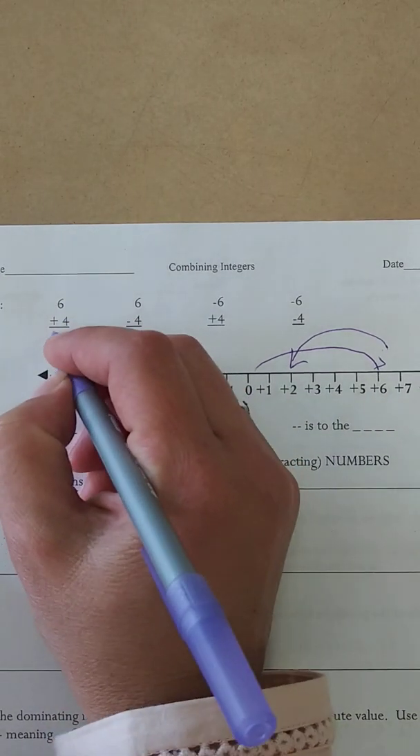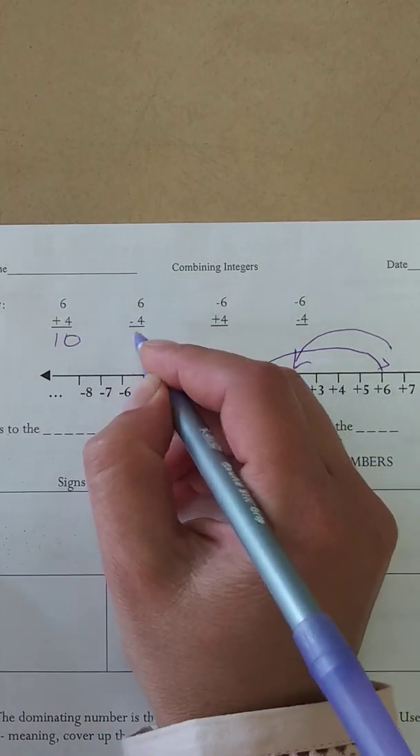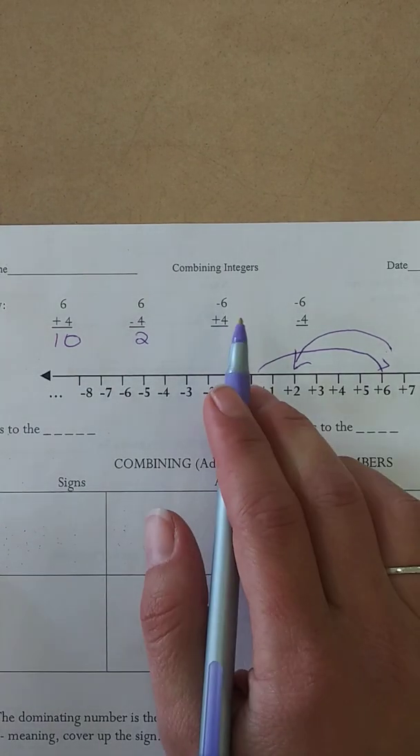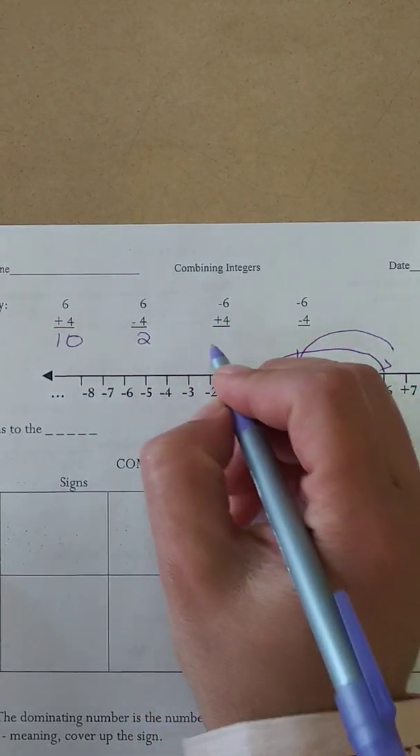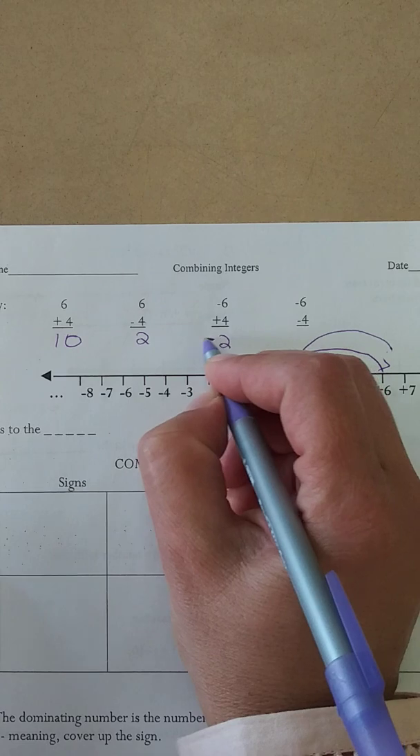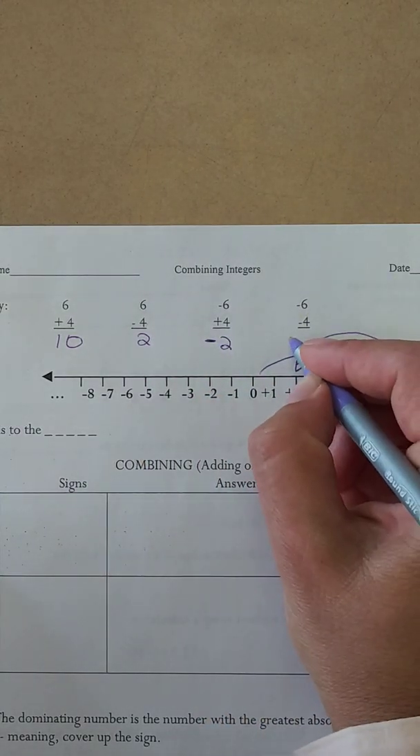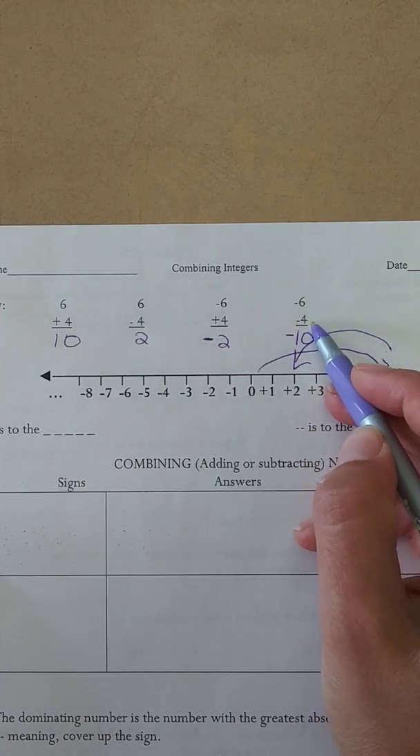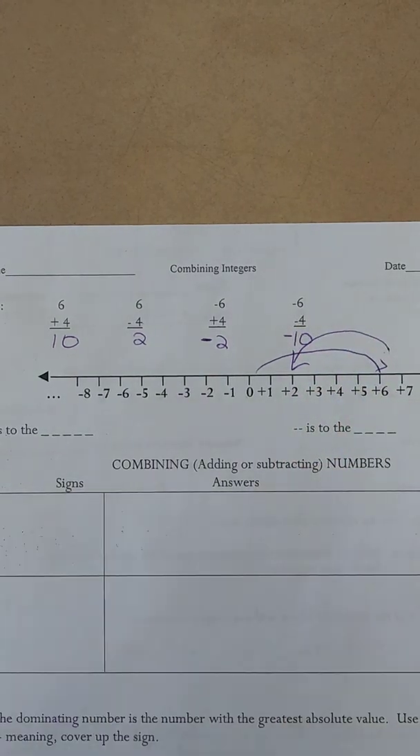Okay, so 6 and 4 is 10. Right 6, left 4 is 2. 6 and a negative 4 is 2, or 6 minus 4 is 2. A negative 6 and a positive 4, which looks the same but it's not, is a negative 2, because there's more negatives. And a negative 6 with a negative 4 makes a negative 10. This could be written a negative 6 minus 4, or a negative 6 plus a negative 4.